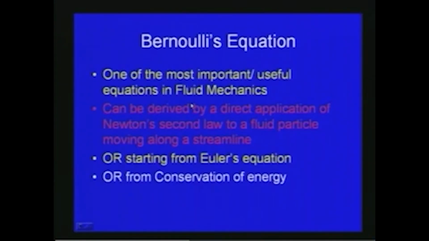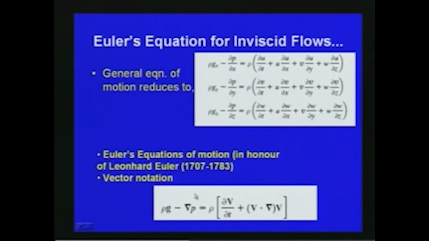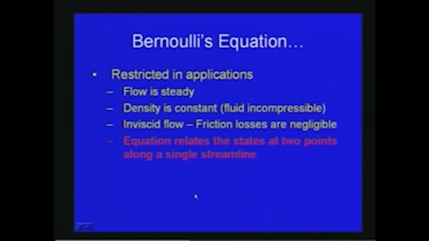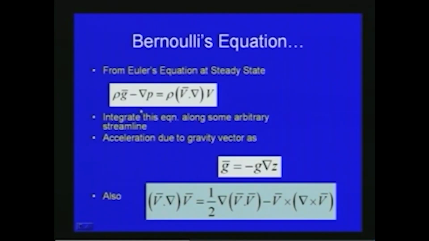Now we will derive the Bernoulli's equation based upon the Euler's equation, which we have already seen earlier. From Euler's equation at steady state, we have already seen the Euler's equation in vector notation. If we consider the flow as in a steady state condition, then we can write rho g bar minus del p is equal to rho v bar dot del v. So this is the Euler's equation at steady state. Now to get the Bernoulli's equation, we will be integrating this equation along some arbitrary streamline.